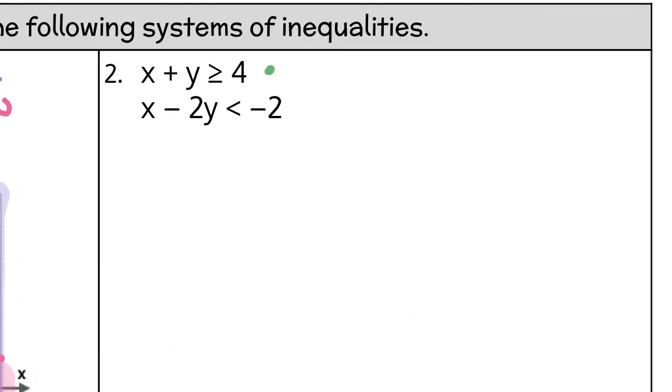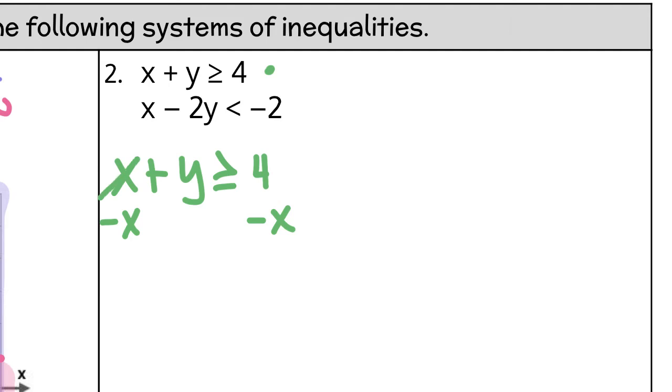I'm going to make that one be our green one. x plus y is greater than or equal to 4. I want y to be by itself. So the first thing I'm going to do is subtract x from both sides. That way it can cancel. And I'm left with y is greater than or equal to negative x plus 4.